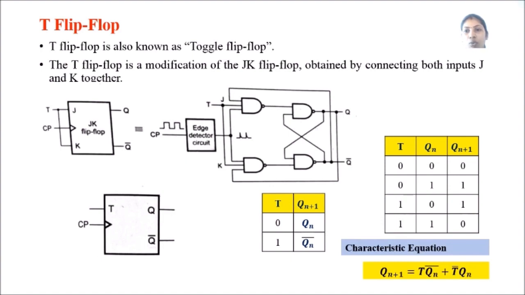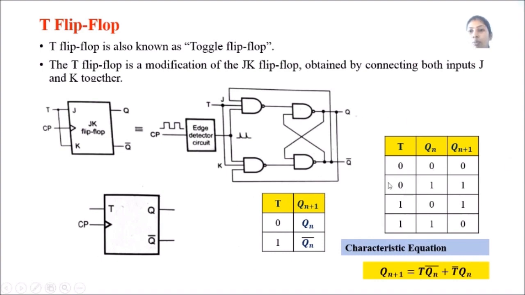Whenever the input T is 0, the output will be the same as the present state. Whenever T is 1, the output will be the complement of the present state. That is given in the simplified truth table. In the simplified truth table, when T is 0, Qn plus 1 is Qn. When T is 1, Qn plus 1 is Qn bar. So this is the simplified truth table of the T flip-flop, and the expanded truth table is also given.